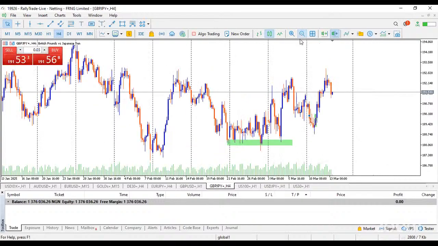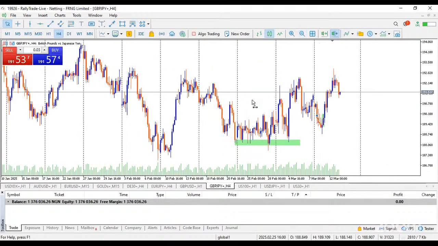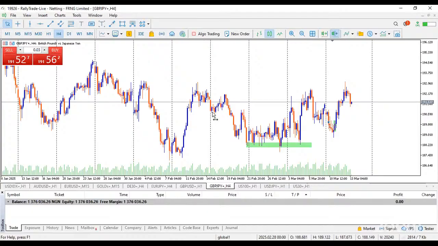So what is JPY doing for us here? JPY has been on a range, right? It has been ranging. So this is the range. So it's very important for you to draw out these things. It enables you to see the bigger picture.